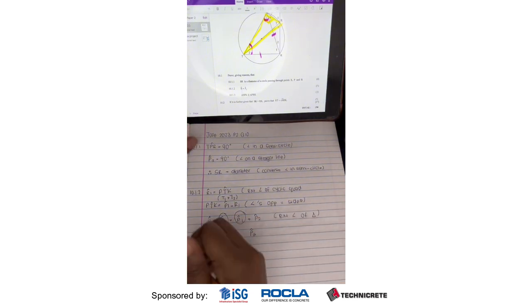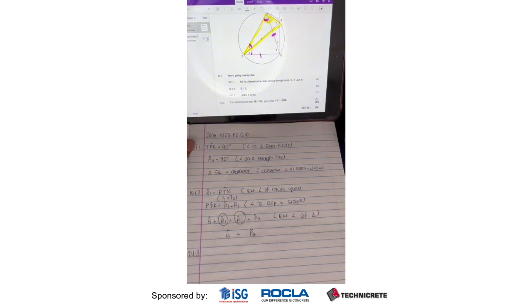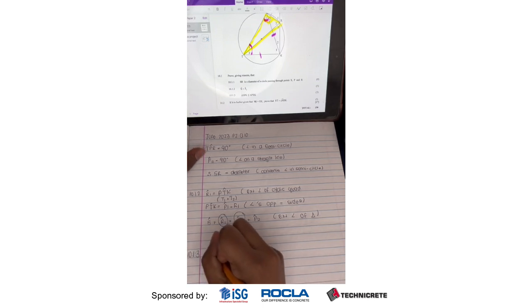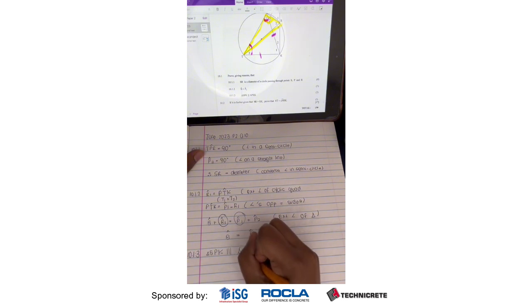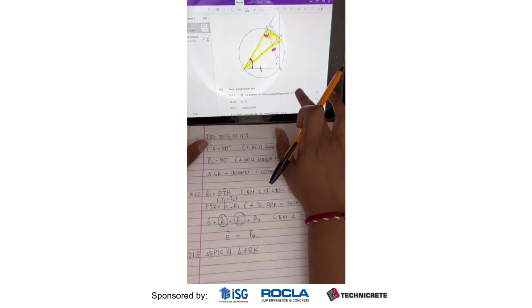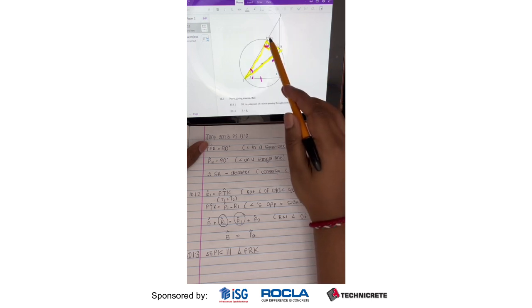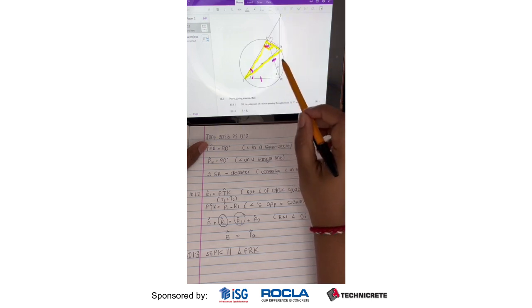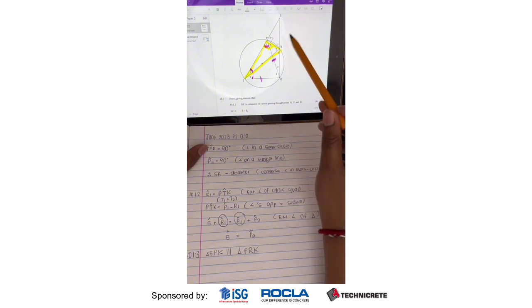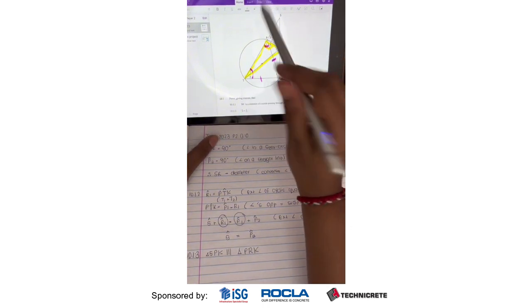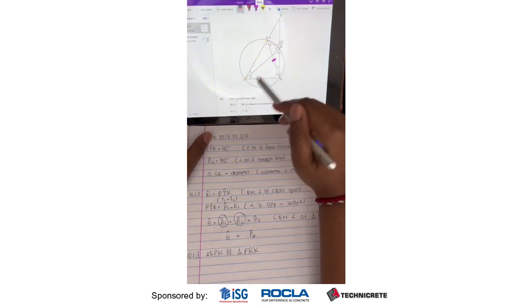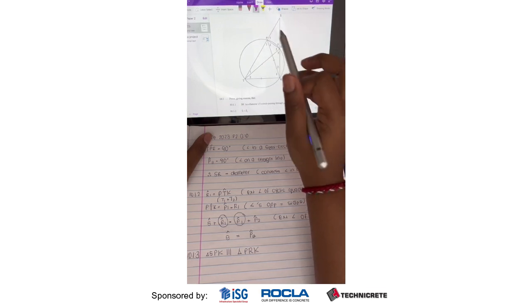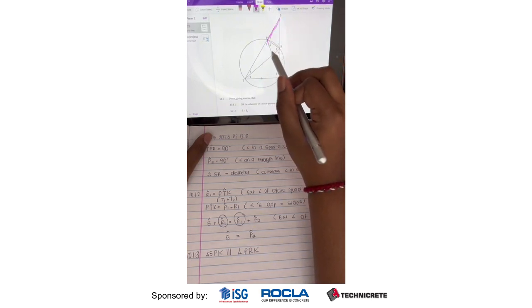The next question wants us to prove similarity of triangle SPK similar to triangle PRK. Let's look at those triangles, SPK and PRK. So I'm going to erase everything so we can properly look at those triangles. So SPK.